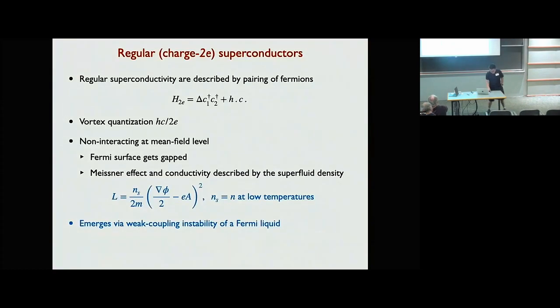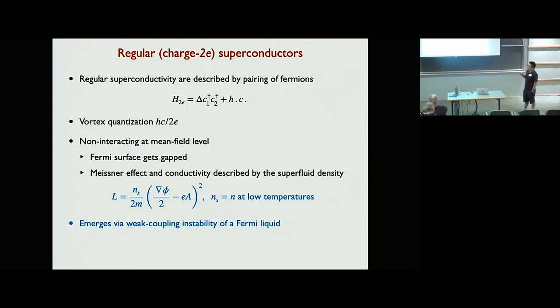So let me start with some graduate level basic background information about regular superconductivity. It's characterized at the mean field level by a pairing term, and you have flux quantization. And what's really powerful is that at the mean field level, the model is non-interacting, and the Fermi surface gets gapped. We understand a lot of properties from it.